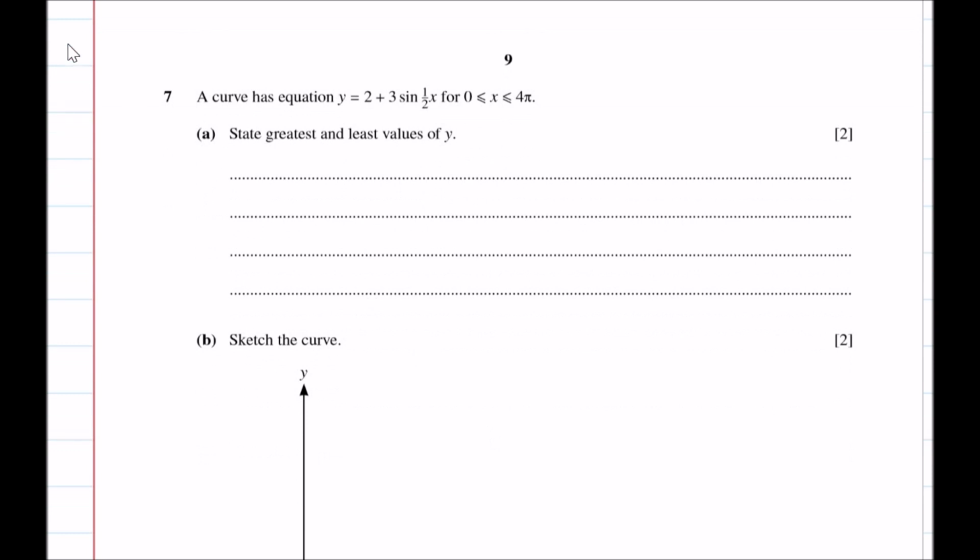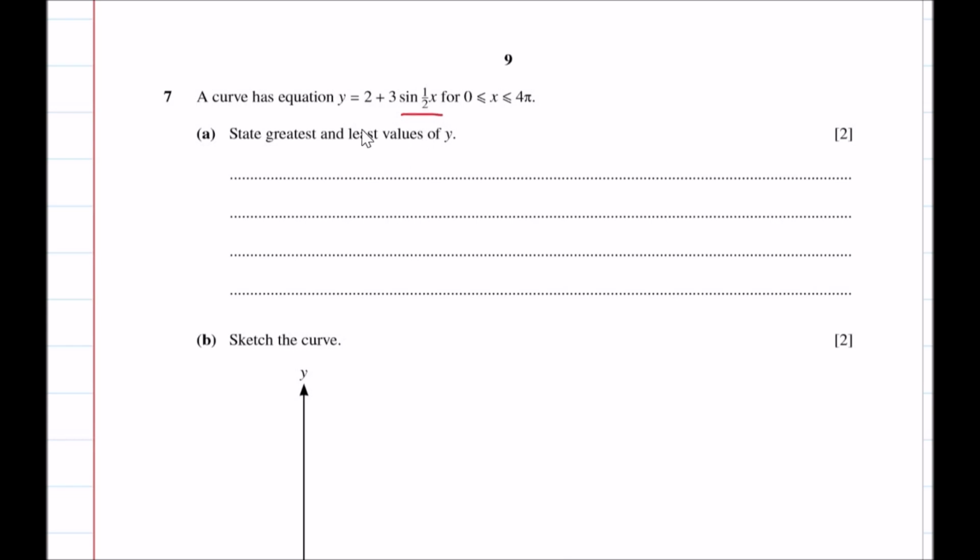Next, question number 7. Question number 7 says, a curve has equation y equal to 2 plus 3 sine half x, for x greater than or equal to 0 and less than or equal to 4 pi. State greatest and least values of y. So as you can see in the equation, greatest and least value of y depends on the value of sine half x.